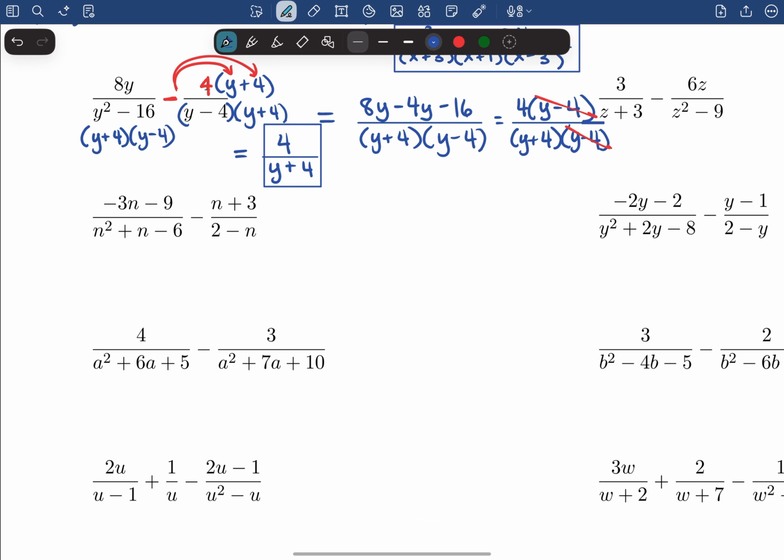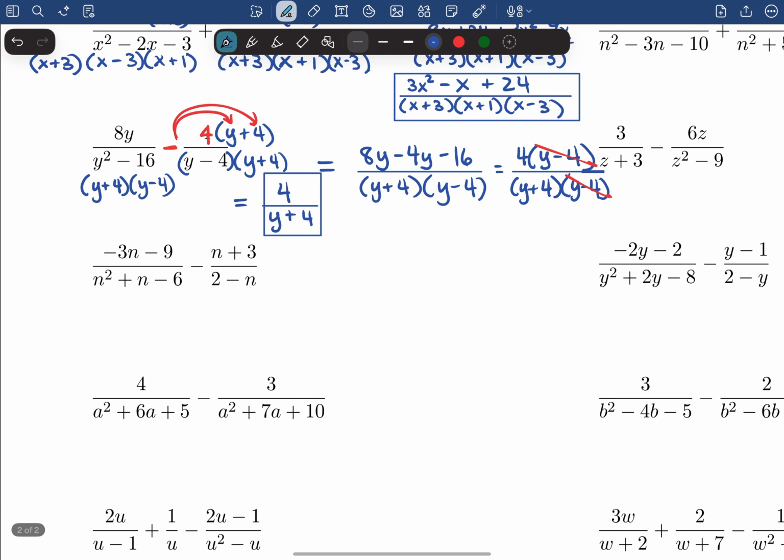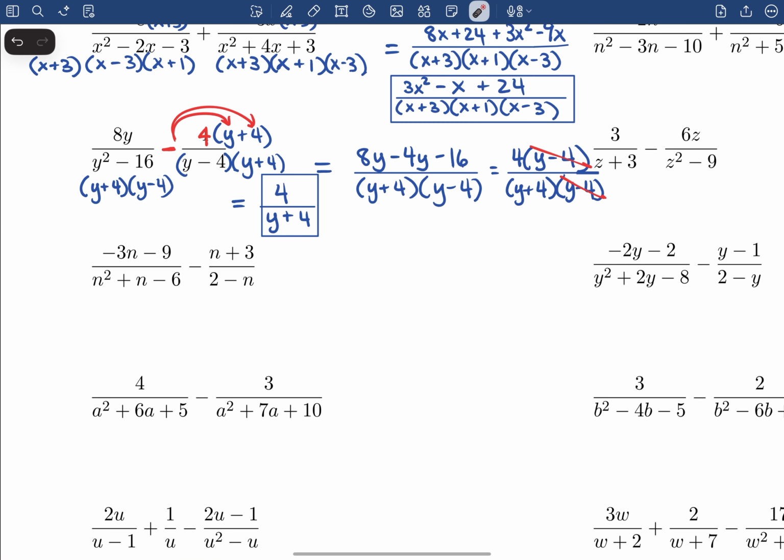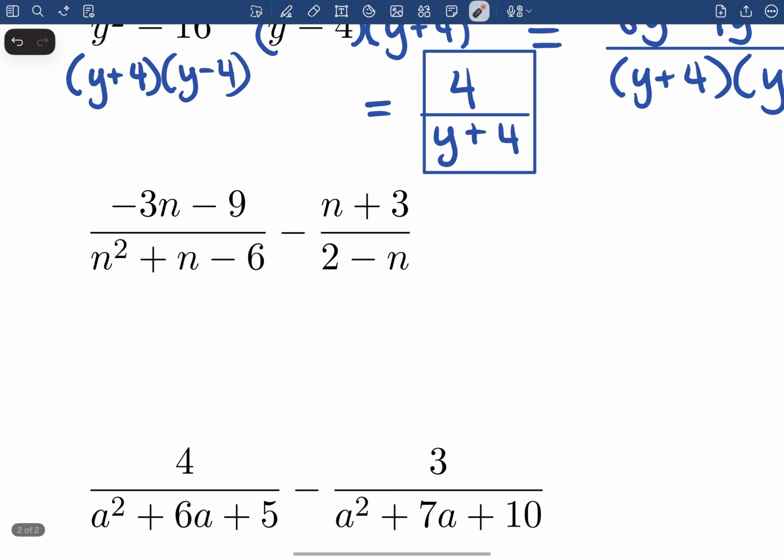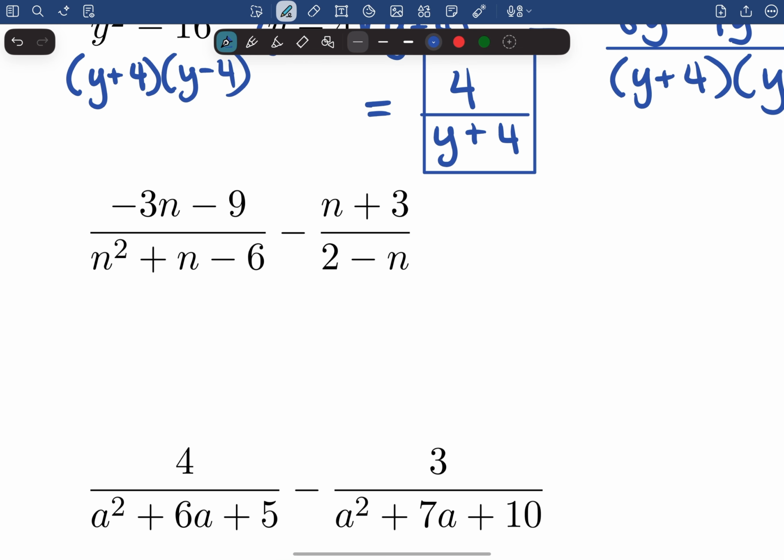Well, let's keep practicing a little bit more. It's critical that you have exposure to how this gets done. All right, so when I see negative 3n minus 9 over n squared plus n minus 6, minus n plus 3 over 2 minus n, I immediately factor the bottoms. And I say, okay, well, what's n squared plus n minus 6? Well, wouldn't that just be n minus 2 times n plus 3? Yep.